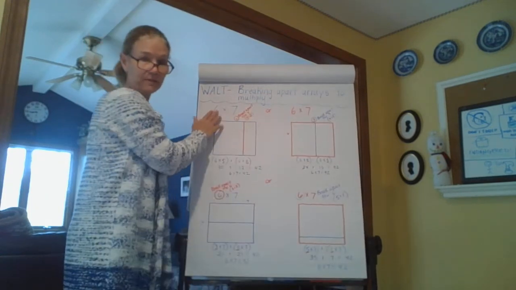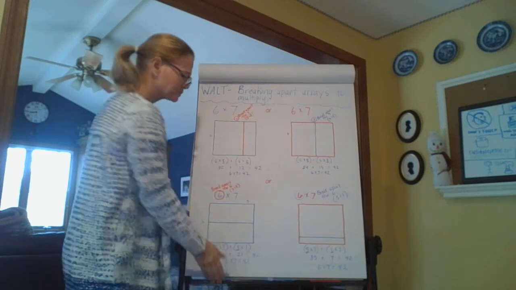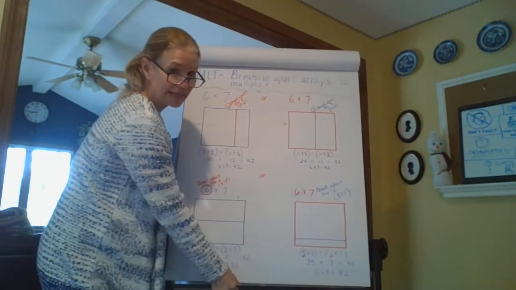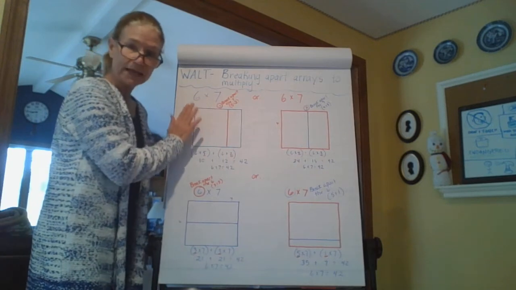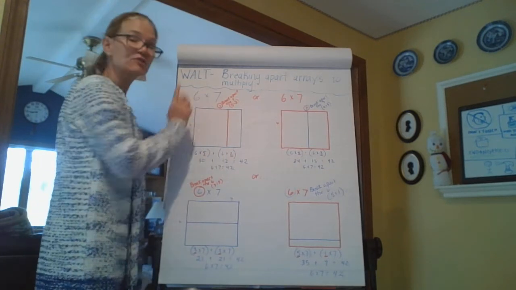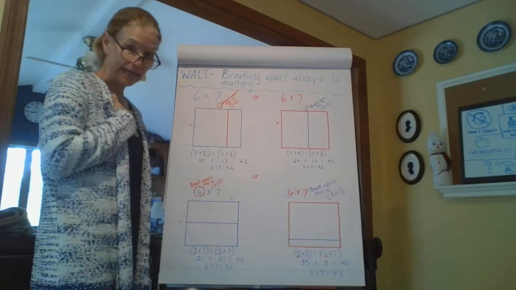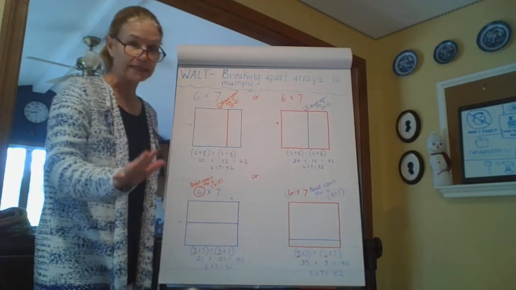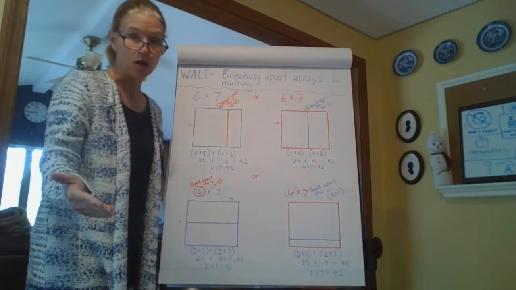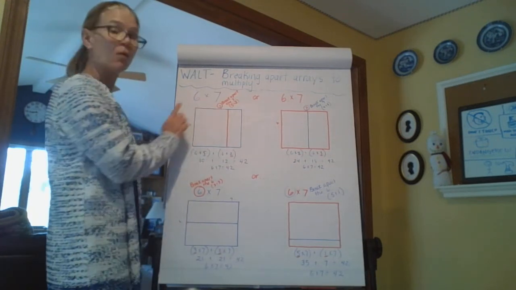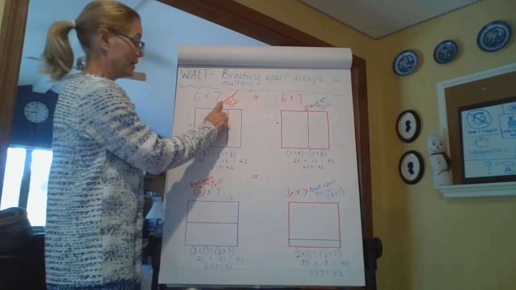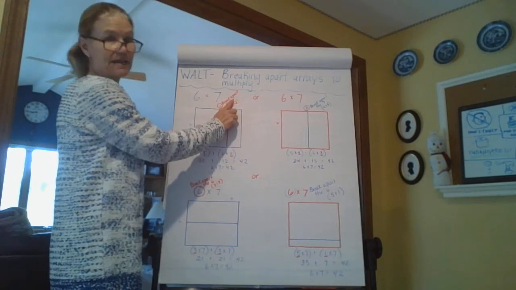If we want to multiply 6 times 7, we need to be thinking, which factor? I can only break up one of them. So which factor is going to be easiest for me? And this may differ for everybody depending on the facts that you already know. So I'm going to think aloud. If I have 6 times 7, one way to do it would be to break apart the 7.